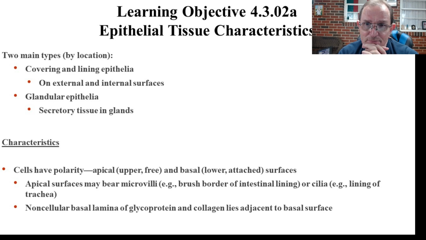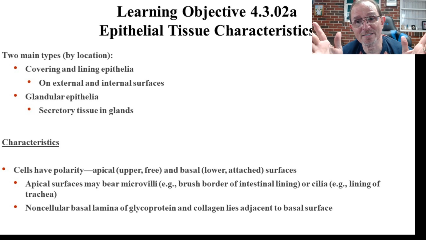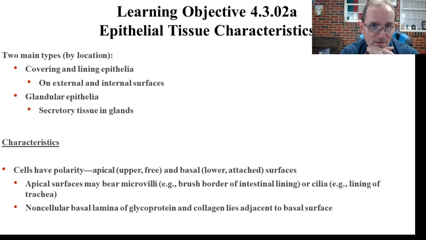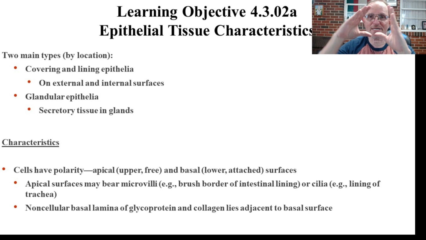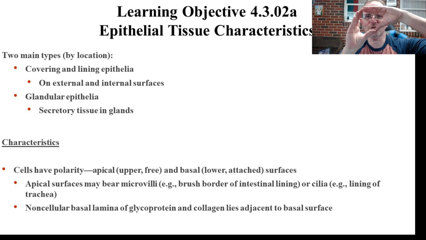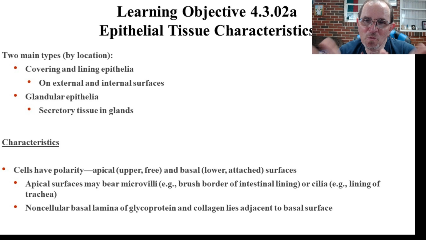The epithelial tissue have certain characteristics, and we're going to be talking about this in the lab as well. But these cells have polarity. What in the world are you talking about? All I'm saying is that when you have an epithelial cell, let me see if I can make one. One end of that cell is attached to something, and of course the sides are more or less attached.